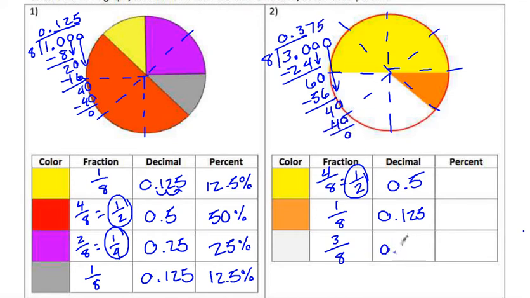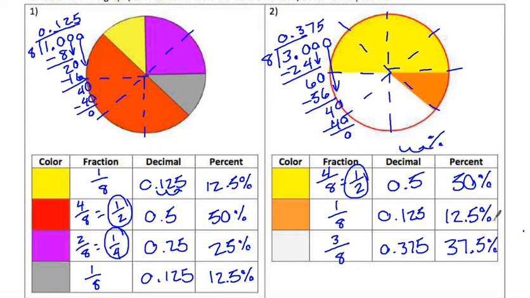So this is 0.375. Then I'm going to move the decimal 2 places to the right to make a percentage. So this becomes 50%. This becomes 12.5%. And this becomes 37.5%.